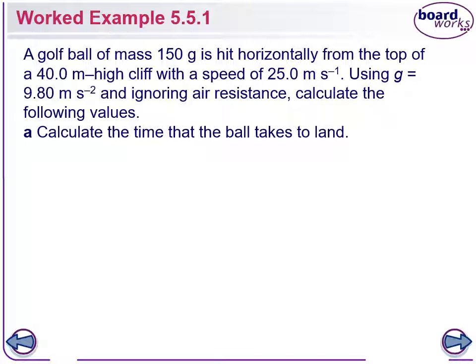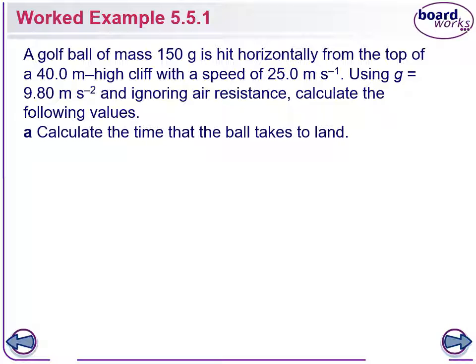A ball of mass 150 grams is hit horizontally from the top of a 40-metre high cliff with a speed of 25 metres per second. Using g equals 9.8 and ignoring air resistance, calculate the following values. First of all, we are calculating the time that the ball takes to land.